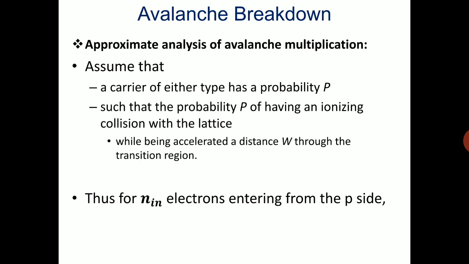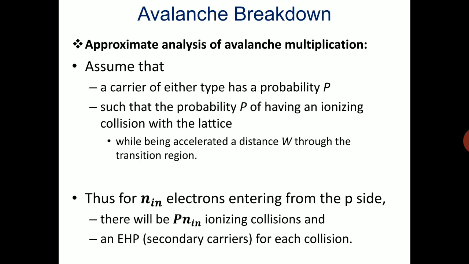Okay, here N_in is nothing but the electrons entering the transition region from the P side. There will be ionizing collisions with probability P. What is this P? A probability, because one charge carrier getting collided gives rise to another charge carrier. So that process can continue. We call it the probability P. And there is an EHP, a secondary carrier, for each collision.